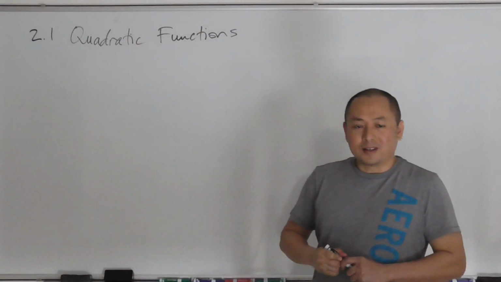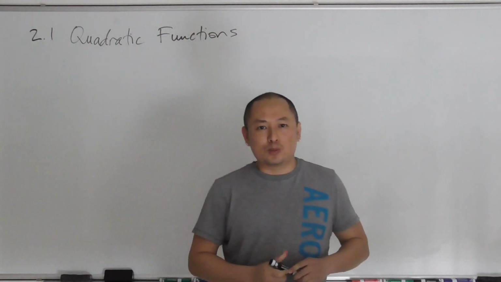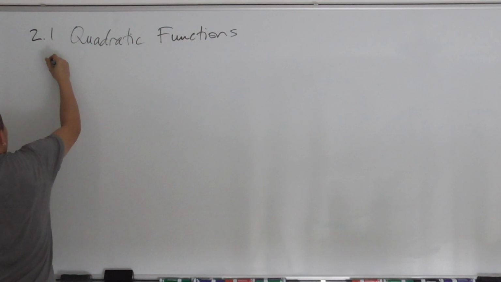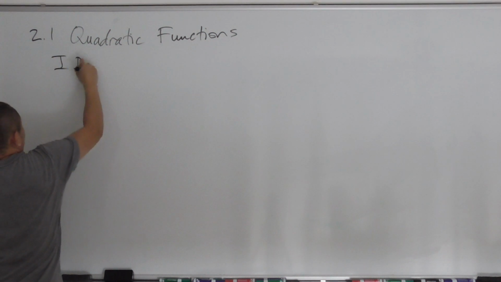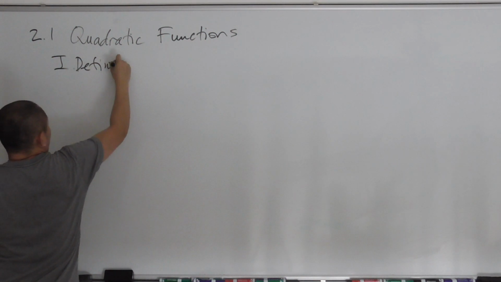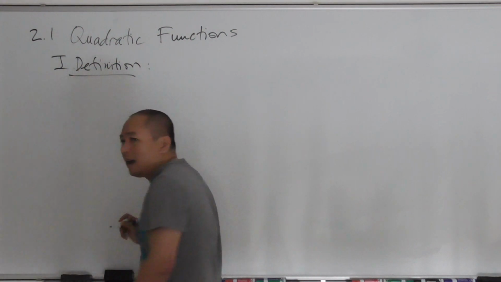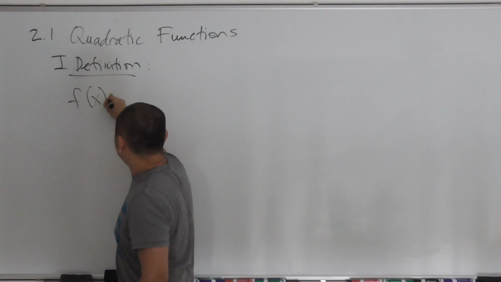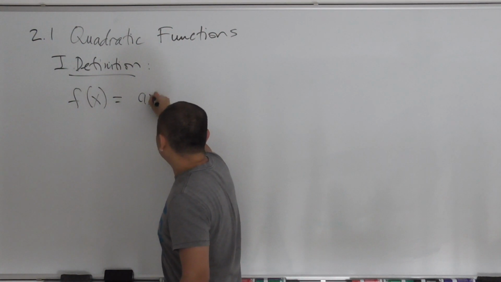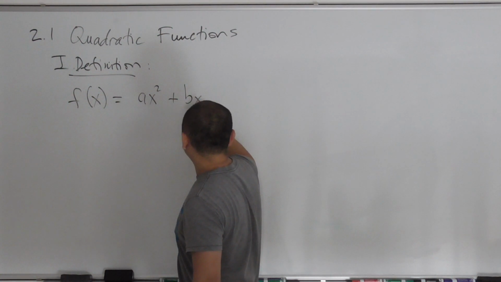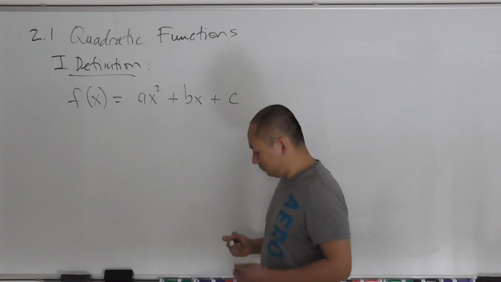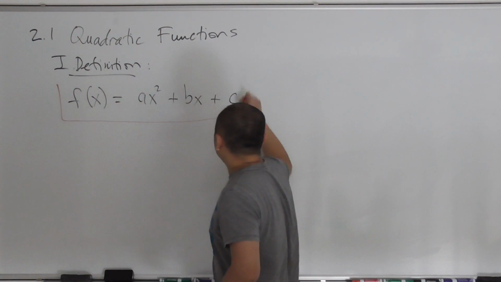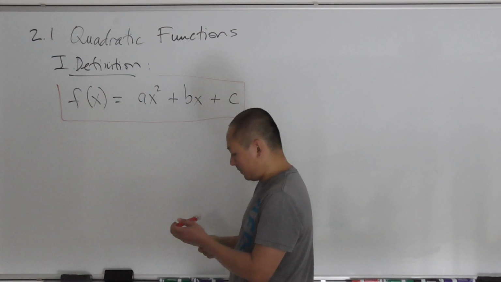Hello all. Today I'm going to talk about section 2.1, quadratic function. Let's first start with the definition. A quadratic function is a function that looks like this: f of x is equal to ax squared plus bx plus c, where a, b, c are coefficients, or in short we call them numbers.